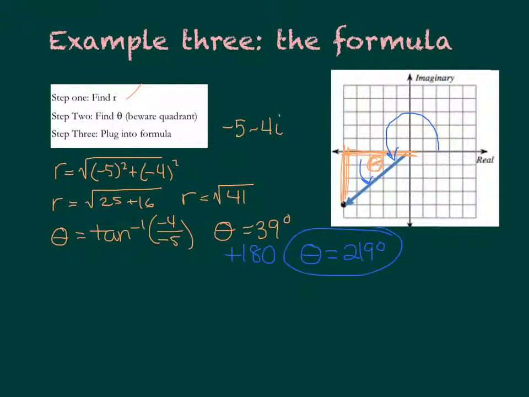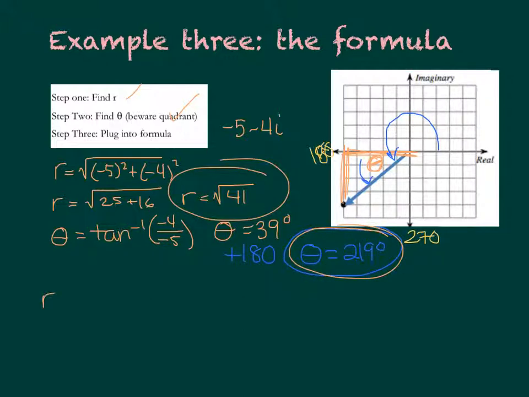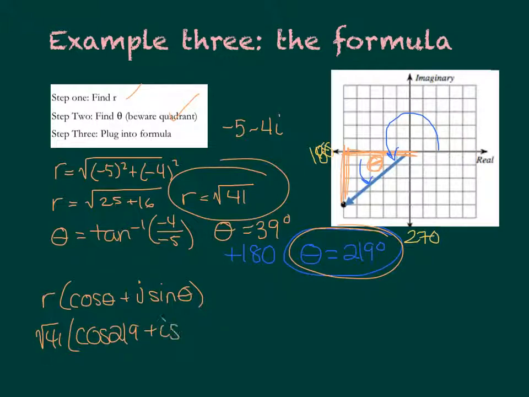Remember, in the third quadrant, you're between 180 and 270. So if you have an angle that's not between 180 and 270, you need to stop and rethink, try to figure it out. Okay, well now I have my r and I have my theta, so all I'm left with is plugging into the formula. Remember the formula is r, parentheses, cosine theta plus i sine theta. So square root of 41, cosine 219 plus i sine 219, and I'm all done.